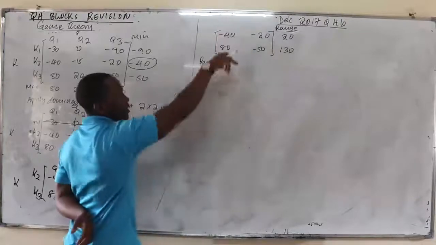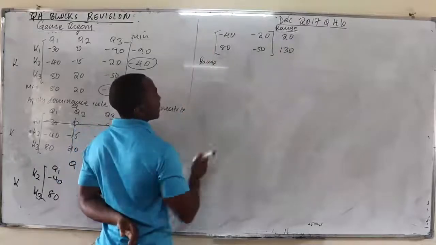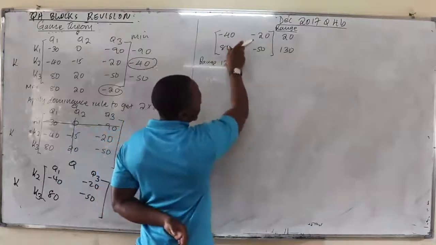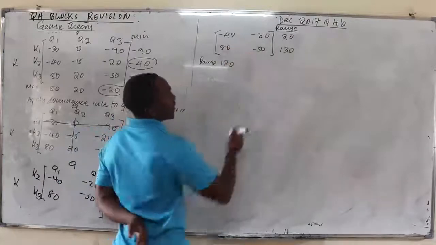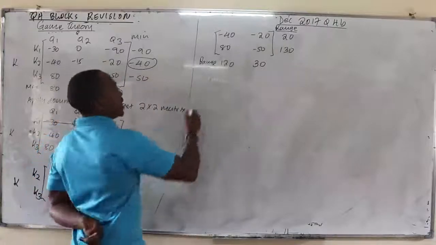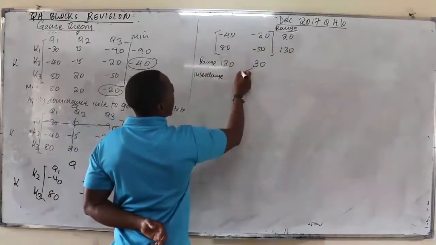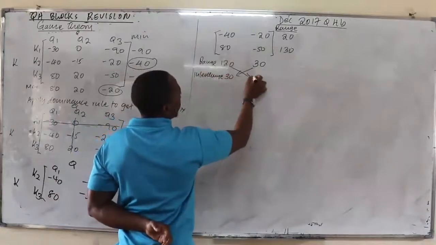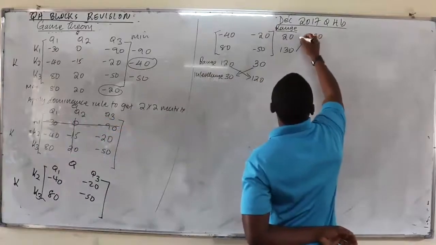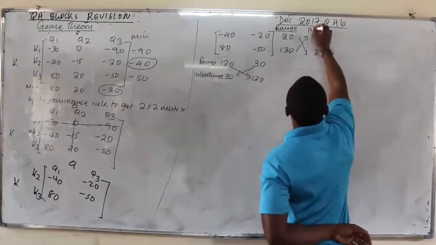Then we get the range across. What's the difference between 80 and -40? 120, good. What's the difference between -20 and -50? The difference is 30. Once you get the range, then you interchange. So this 30 goes there, this 120 goes there, same here, 130, and here you have 20, so interchange.